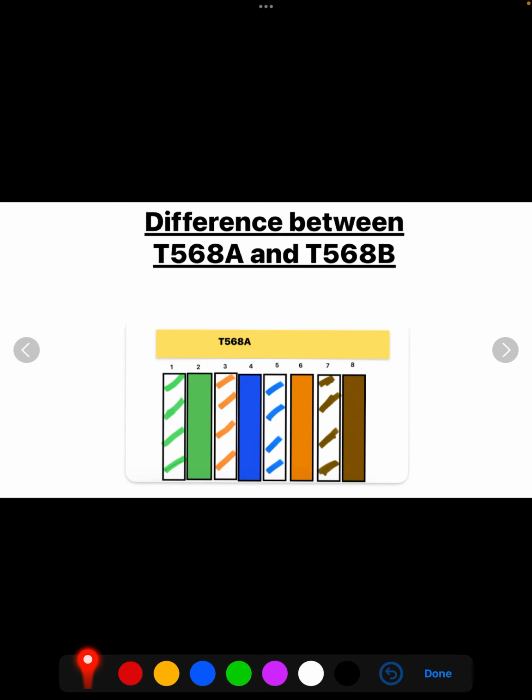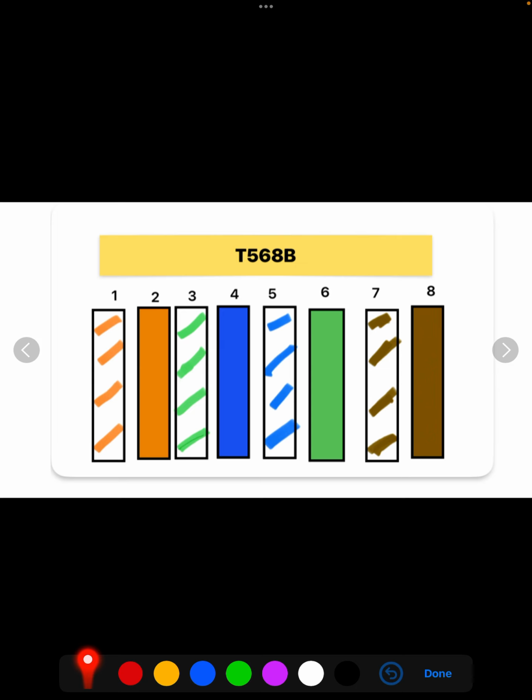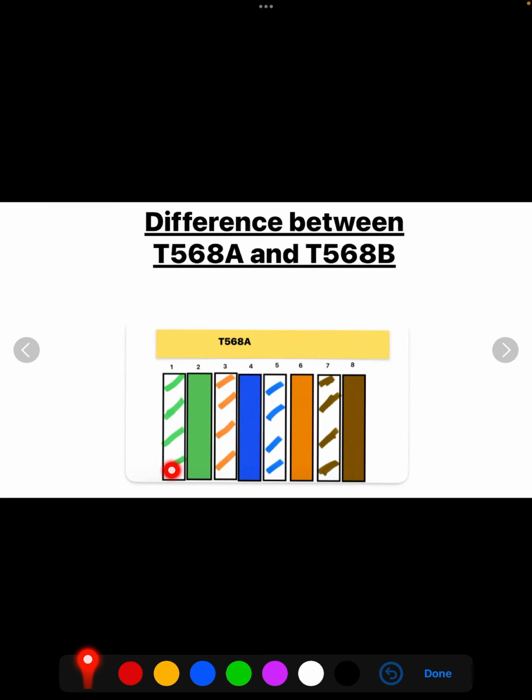With a T568A cable, the layout is: striped green, solid green, striped orange, solid blue, striped blue, solid orange, striped brown, solid brown. Now when it comes to a T568B cable, basically the colors orange and green swap.